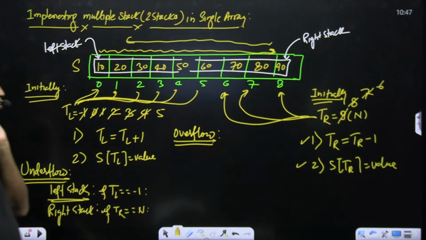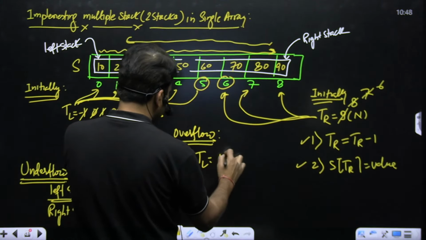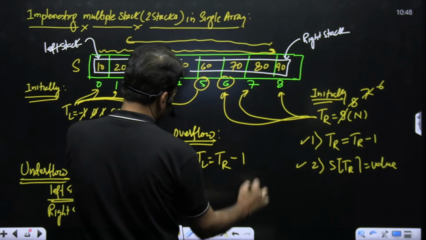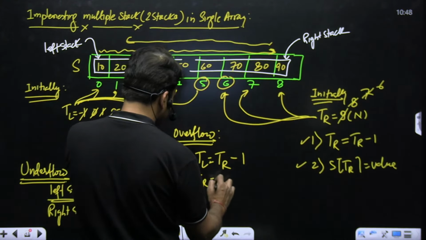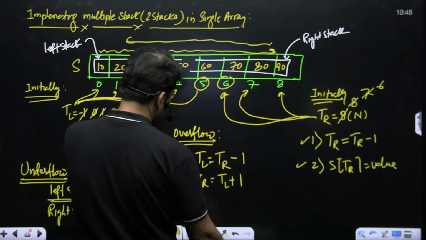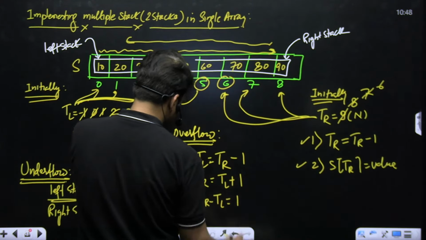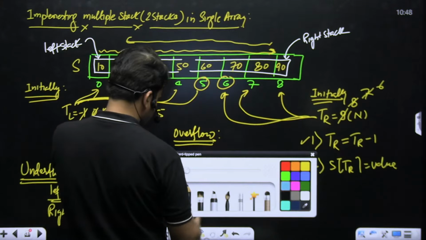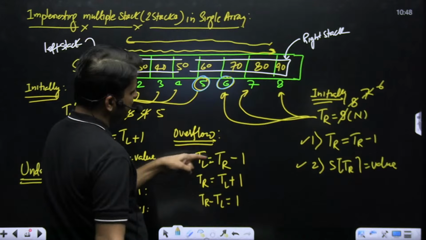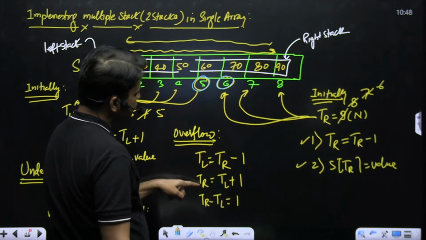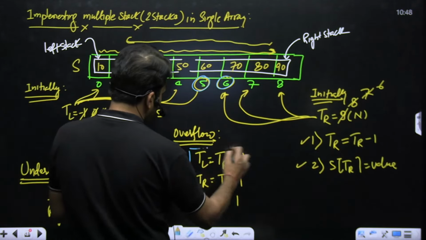So TL is pointing to this one, and tr is pointing to this one. TL equals tr minus 1. This is the overflow condition, or we can say tr equals TL plus 1, or we can say tr minus TL equals 1. Understood? TL is 5 and tr is 6. So TL equals tr minus 1, or tr equals TL plus 1, or tr minus TL equals 1, right? So this is the overflow condition.